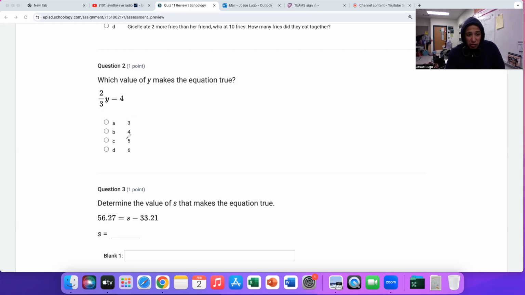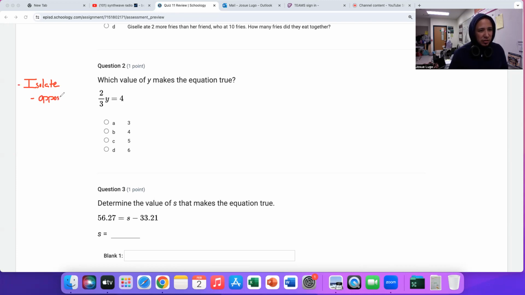Now, we could replace y with each of these numbers and work it out and see which of those gives you 4. Or, ladies and gentlemen, we can simply solve the equation. Let us solve the equation. And again, to solve equations, we have these 3 things to remember. Number 1, our goal is always the same. It is to isolate the variable, meaning we want the variable to be all by itself on one side of the equation. How do I do that? Well, we isolate variables, ladies and gentlemen, by using the opposite operation.